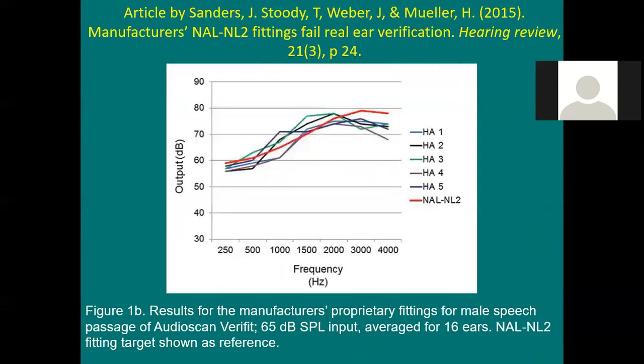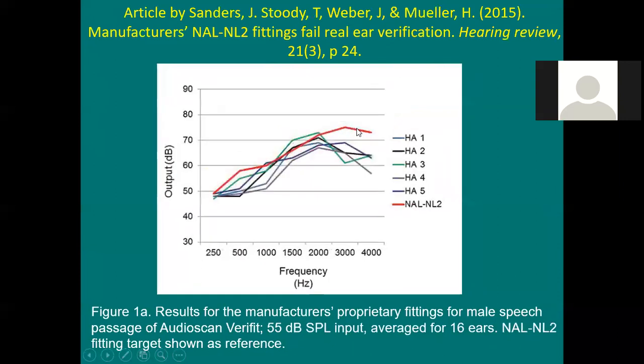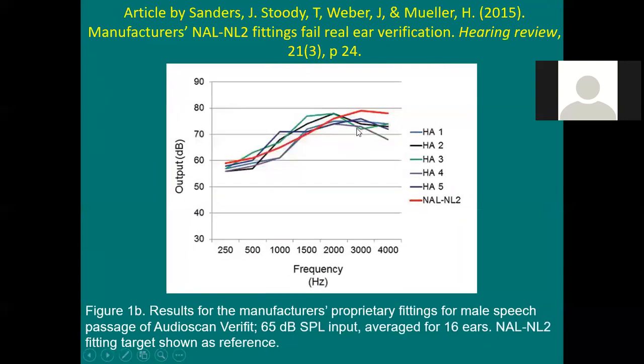Results for manufacturer's proprietary fittings again for male speech passage of AudioScan VeriFit with 65 average inputs. Average, again, for 16 ears. Now 2 fitting shown as a reference. These are closer. They're closer. Okay? These were further away. This is better. Okay? But again, it's showing the proprietary fitting methods compared to now 2.